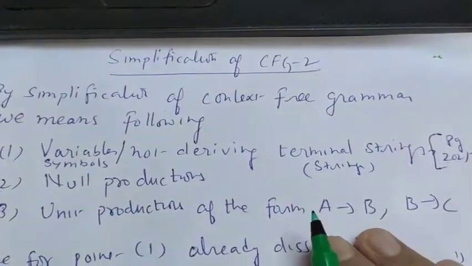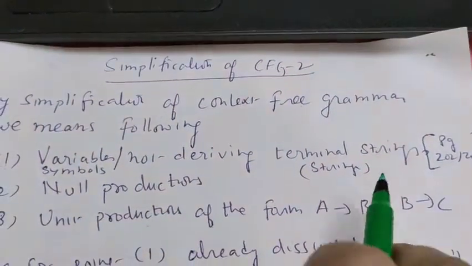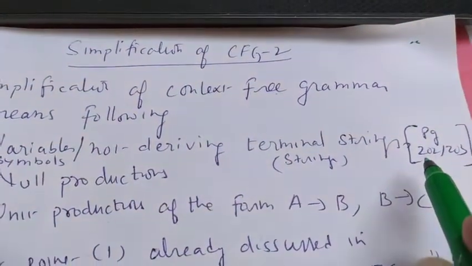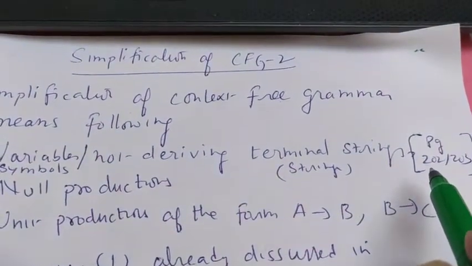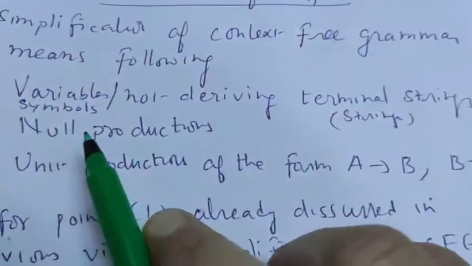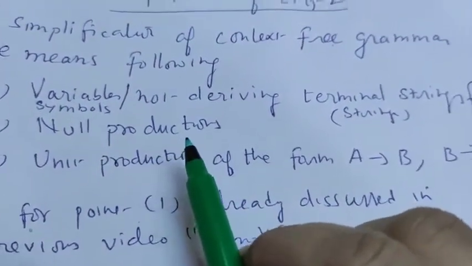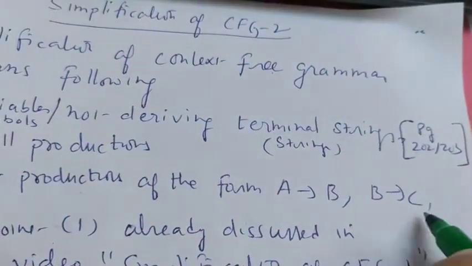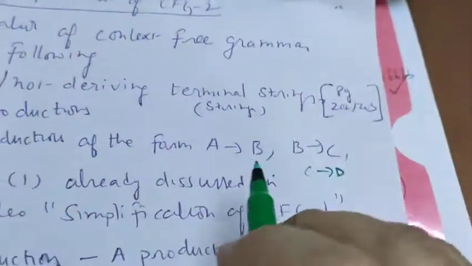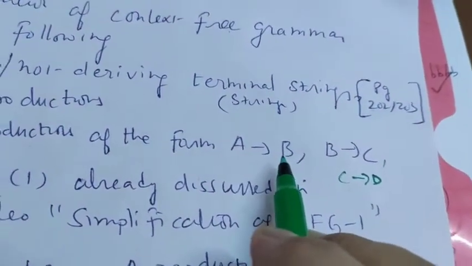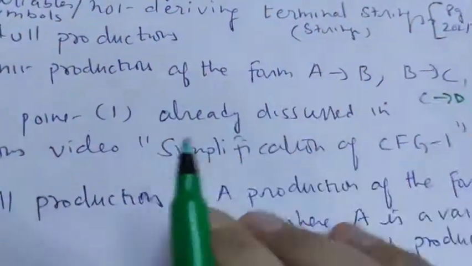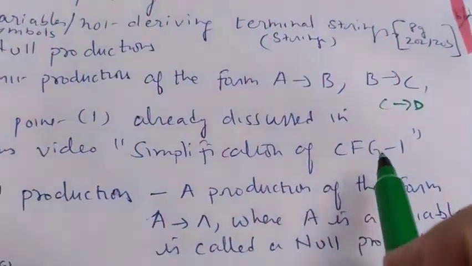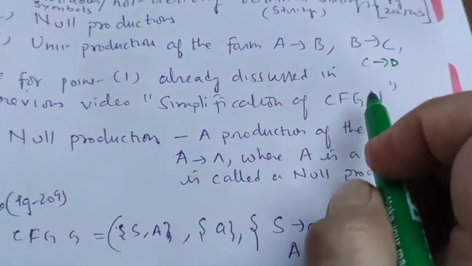First, variables or symbols not deriving a terminal string. More detail can be found on page number 202 or 203. Second, null productions, which I will explain, and unit productions of the form A to B, B to C, or C to D. In this type of production, a variable is replaced by another variable. Point 1 we have already discussed in the previous video, simplification of CFG part 1, which you can also refer to.